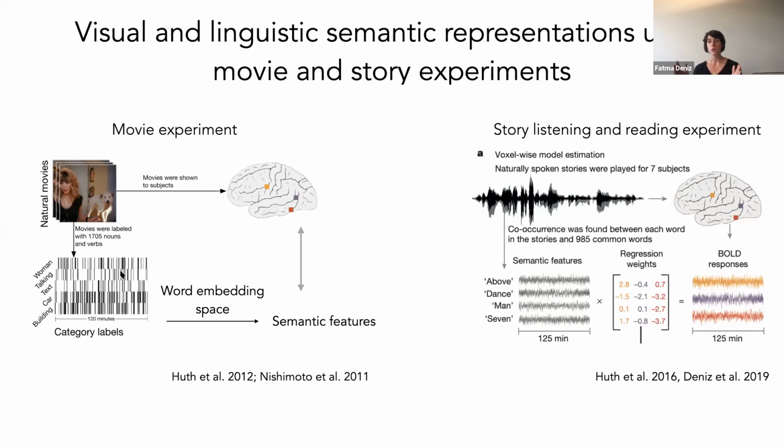And then we map this to the word embedding space that we use in the story experiment, to match it to the semantic features that we have from the story listening and reading experiment. And again, this is the same approach that I mentioned in detail so far with the story listening from Huth et al. in 2016 and by myself in 2019.